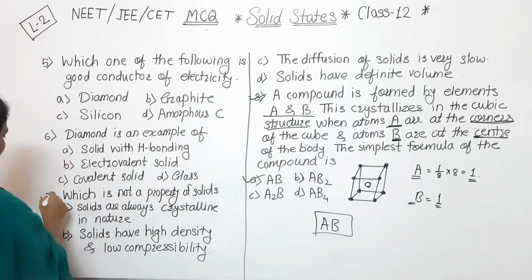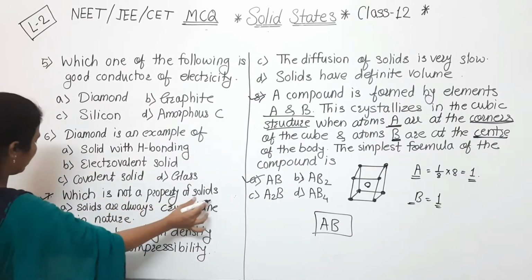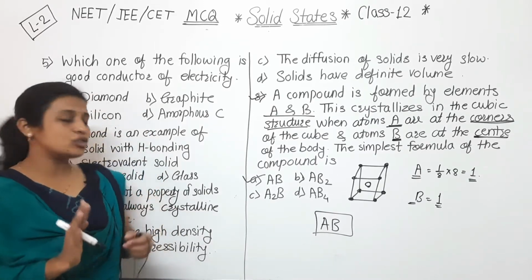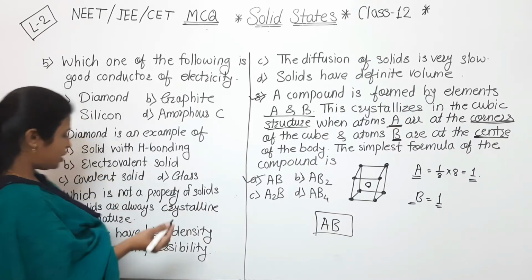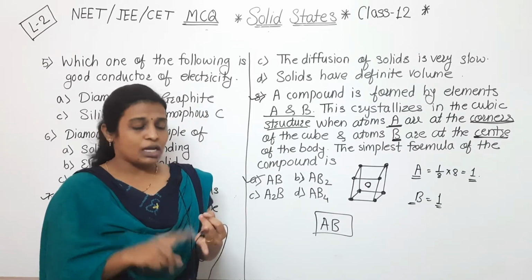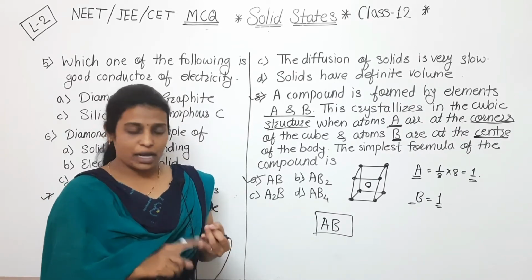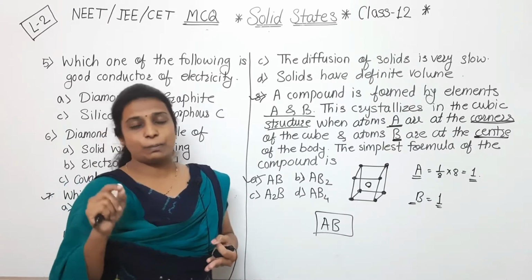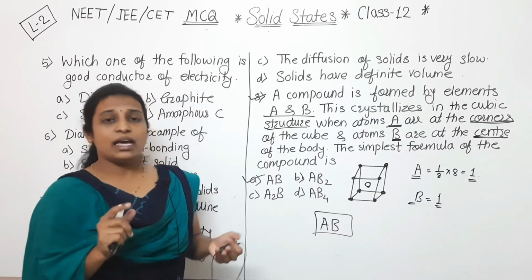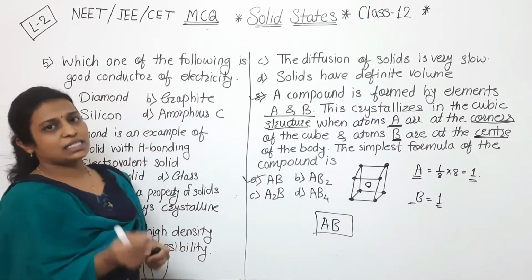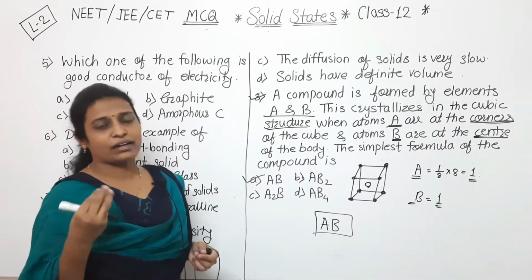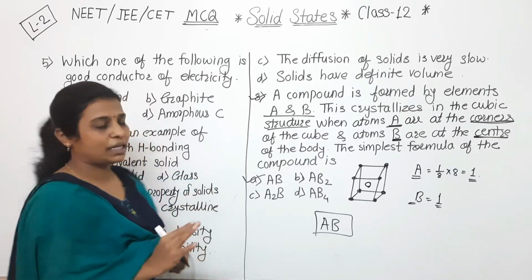The next MCQ is: which is not a property of solids. Here they have given 4 options, and we just have to check which is not a property of solids. As we know, solids have different properties. For example, intermolecular forces are strong, the distance between particles is very short, and they have definite shape, size, as well as volume. They are rigid, have high melting point, hard, as well as incompressible, or we can say low compressibility. They have high density also. So all these are the characteristic features. Once we know, then we can apply this for any MCQ.